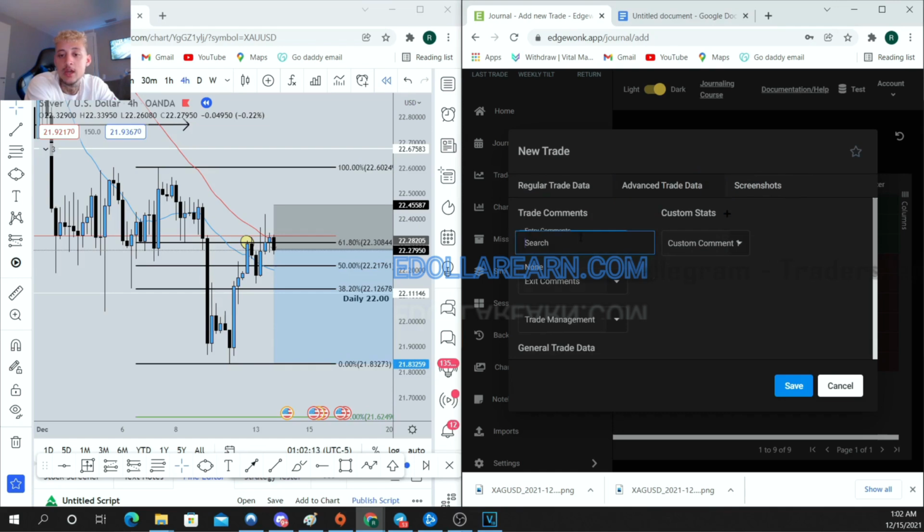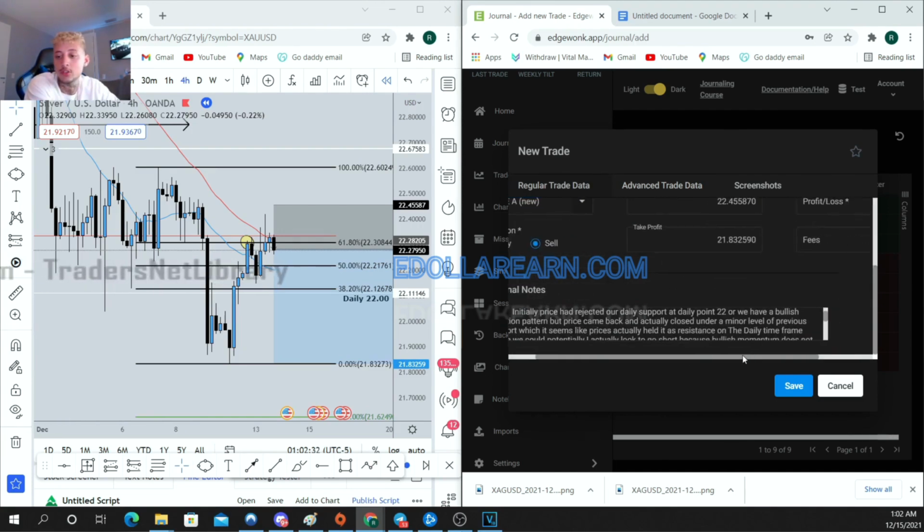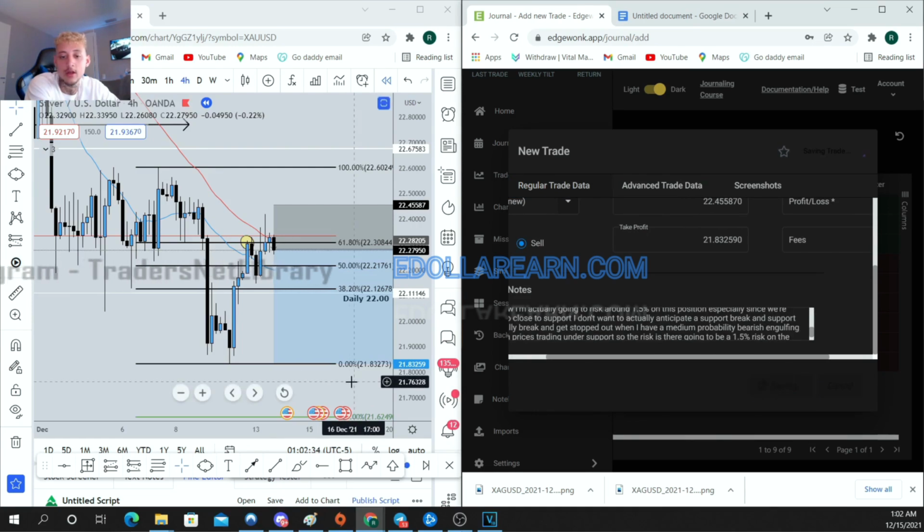We have our screenshots. Now, what you could do in advanced data is entry comments. We're going to put here medium probability, MP, meaning that it is a medium probability engulfing, right? So let's put that here, and then you could do whatever you want really anywhere else. But as long as we have most of the data filled, then we should be good to go. Save, right?